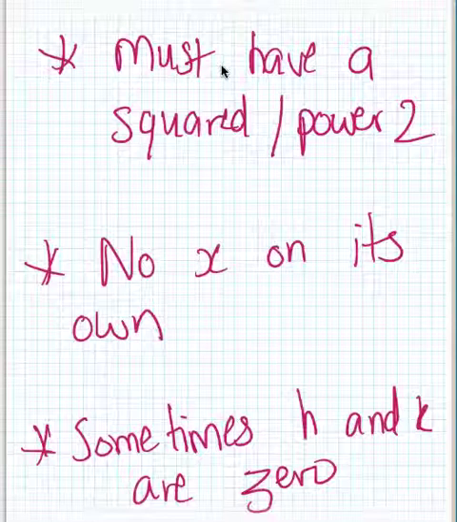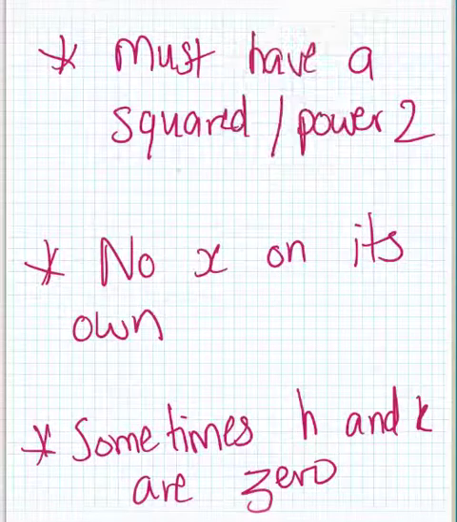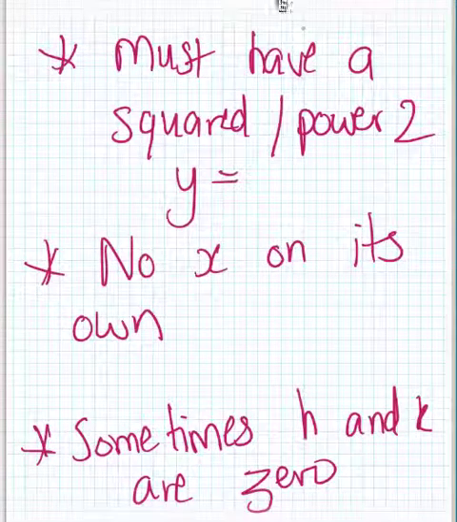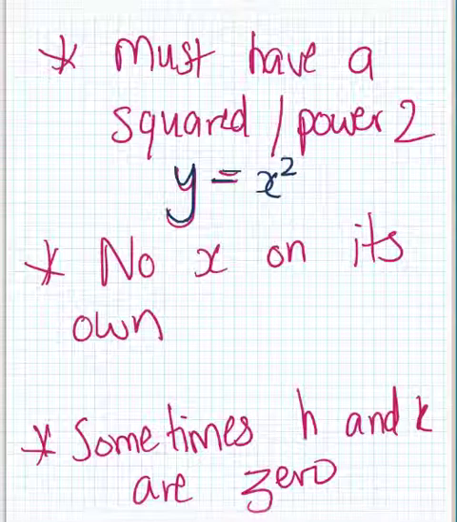So the first one says that in an equation, there must be a squared somewhere, or a power 2. For example, y equals x squared. Our basic parabola has a power 2. So far, it is in turning point form.